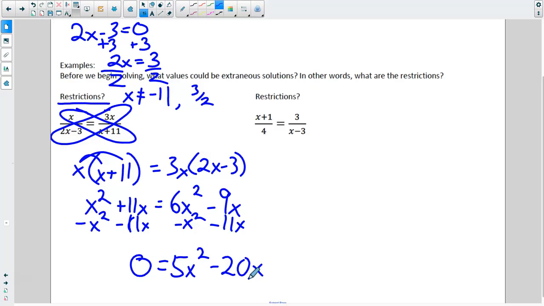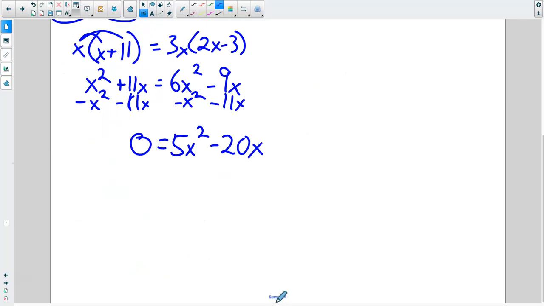5x. Perfect. So I'm going to factor this. I get 0 equals 5x, because 5x is just my GCF, and I get x minus 4. At this point, I require nothing else other than the 2 solutions.